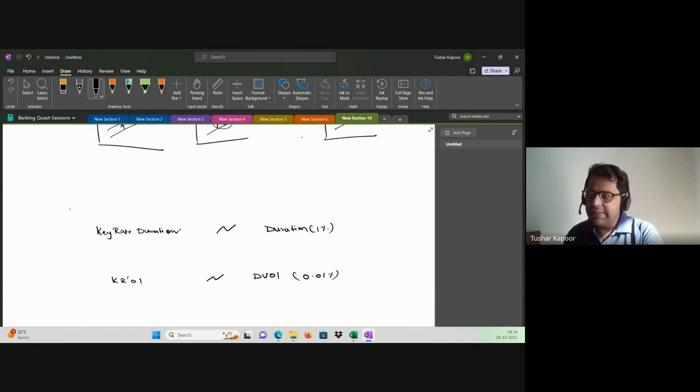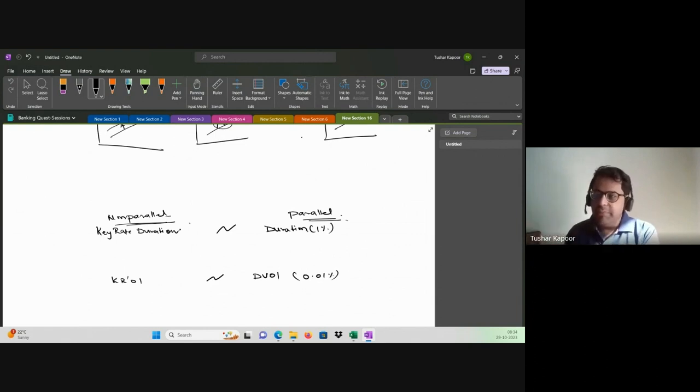Correct? Now, these are all parallel changes that we have been talking about. But when we talk about non-parallel changes, that is where we talk about key rate duration. So key rate duration means the change in the bond price when a 1% change has happened in a non-parallel fashion on one key rate. Similarly, key rate 01 is the change in the price of a bond when the 1 basis point change happened on one key rate, right? That is the only difference.